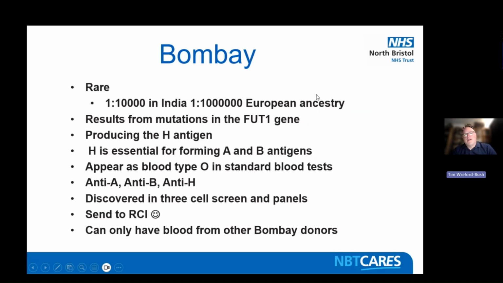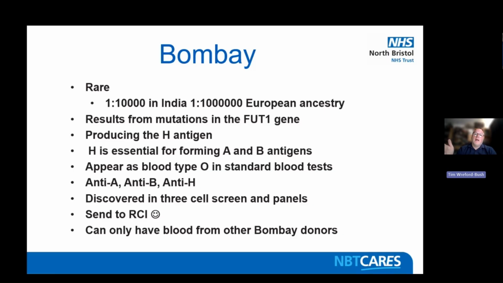Now, could I possibly finish without talking about Bombay? I'm going to go through it super quick. We're not really going to pick up on it, to be fair, in the grouping. It's a rare condition, one in 10,000 in India, 1 in a million in European ancestry. I think globally it's 1 in 4 million. It results from a mutation of the FUT1 gene. Got to be careful to say that. And that's what produces the H antigen. As we know, H is essential for making the A and B antigens.